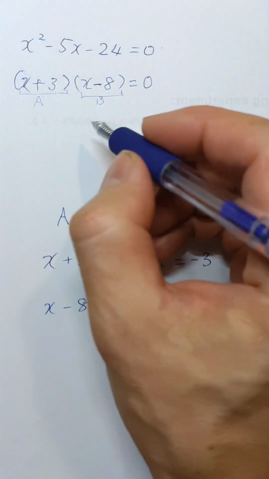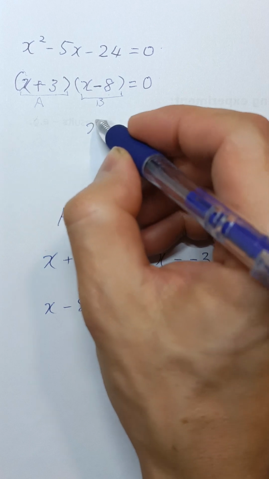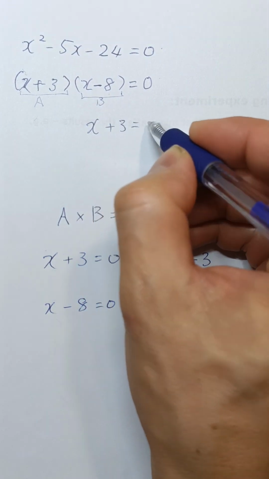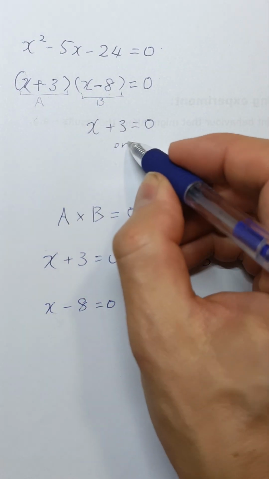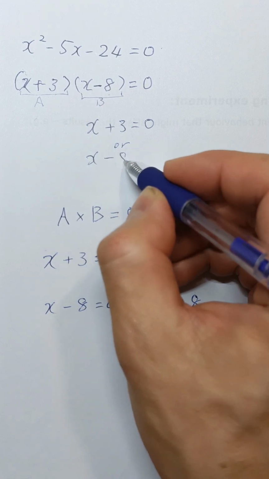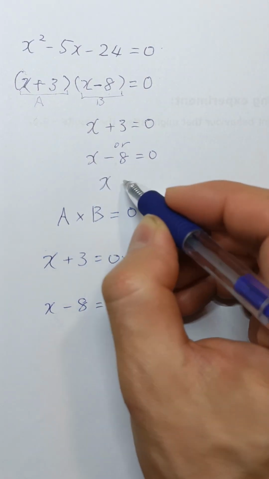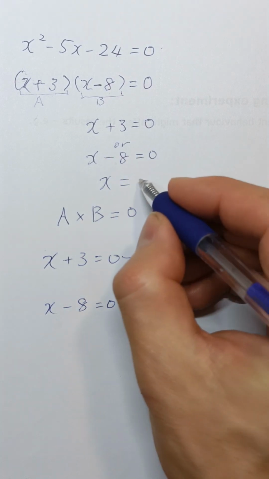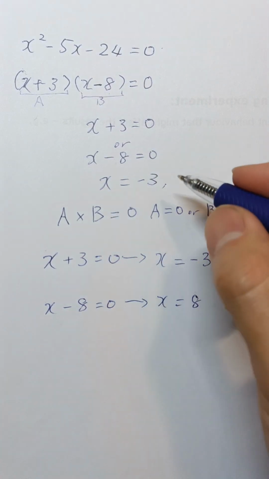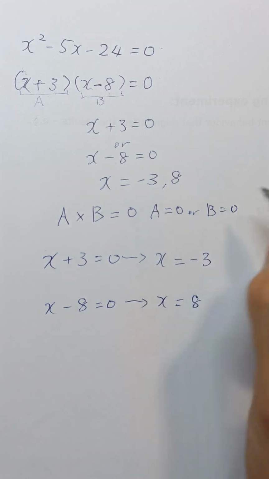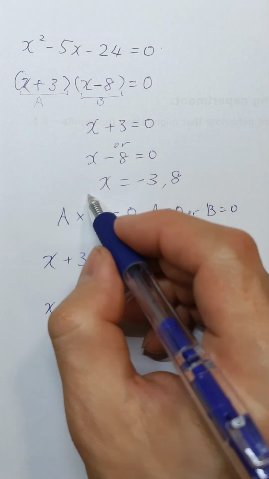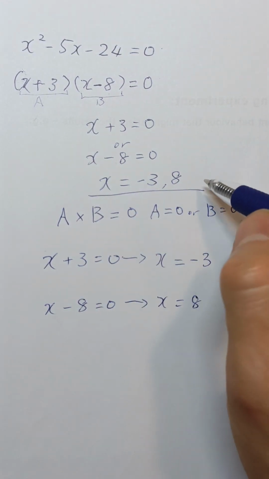So if I rewrite this equation like this, x plus 3 equals 0 or x minus 8 equals 0, which means x equals negative 3 or 8 is the answer, right? This is the answer. Done.